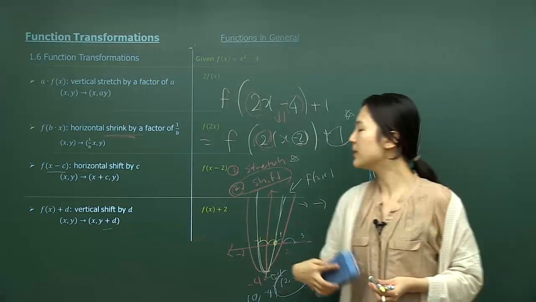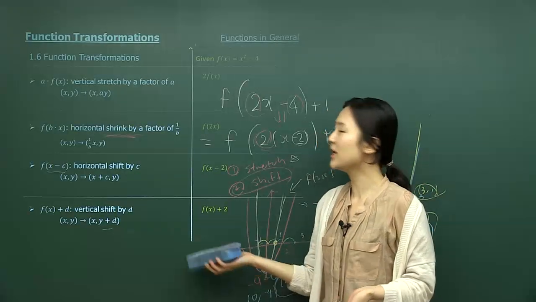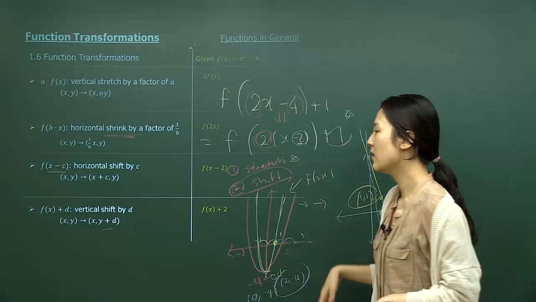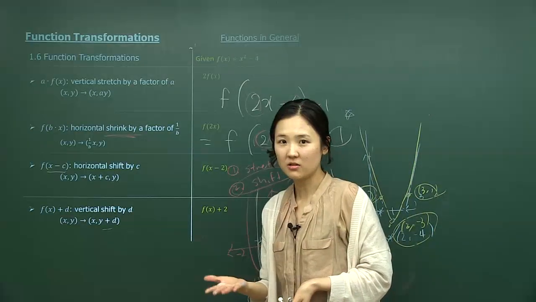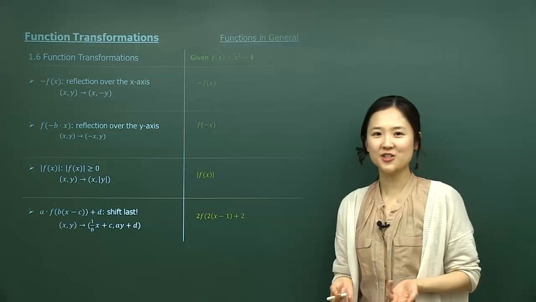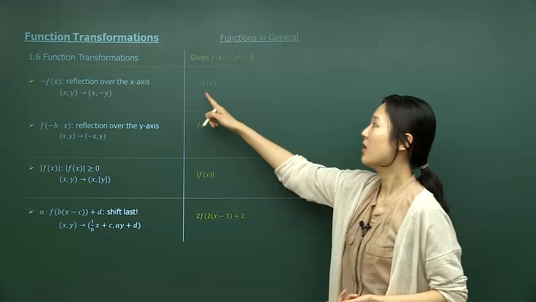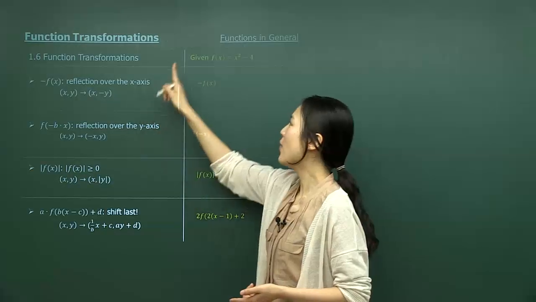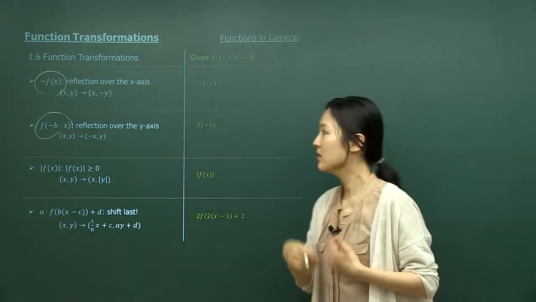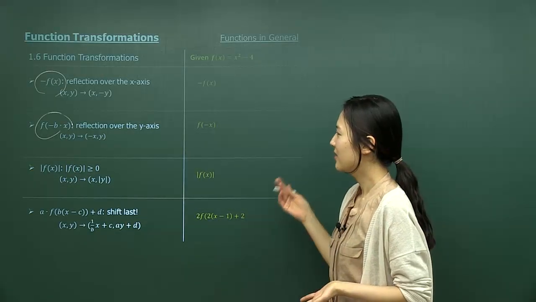Okay, now we'll be talking more about different transformations. There is a reflection, and there are other things that you need to learn how to do. Okay, so the second section of function transformation shows reflection. So when a negative is applied, it actually causes reflection.